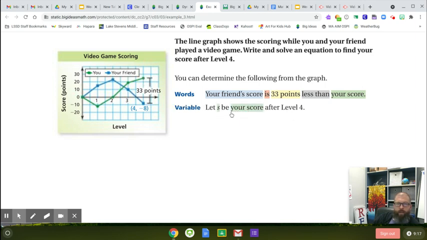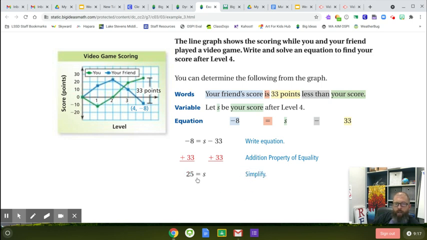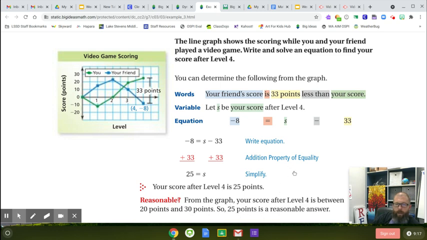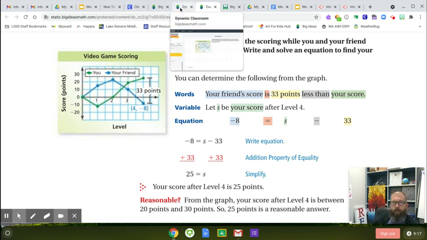Let S be your score after level 4. Okay, so the equation is negative 8 equals S minus 33. So negative 8 equals S minus 33. So we're going to solve it by adding 33 to both sides. And you end up with 25. 25 equals S. That is your score. All right. I know that's a lot of stuff, but maybe keep this stuff handy so that when you have one of these on your assignment, you can look at it.